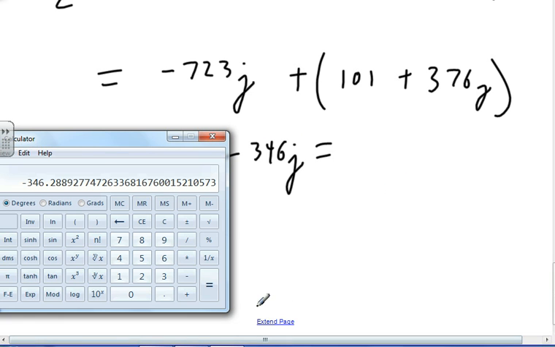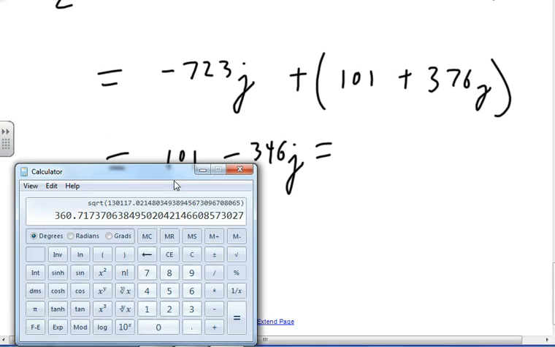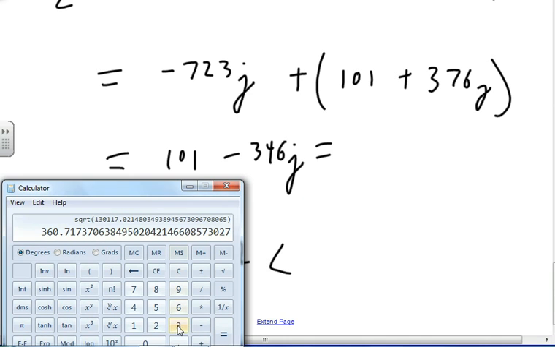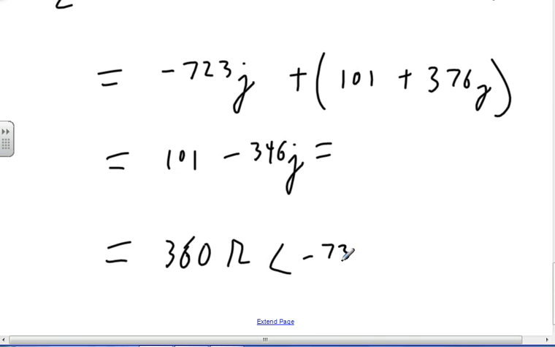Okay, so now we're on the magnitude. We're going to take this guy squared plus 101 squared equals, square root, 360. So it's going to be 360 ohms, angle. Now we want the angle, so we're going to take 346 plus or minus key divided by 101 equals, inverse tangent, minus 73 degrees. All right, so now I've found the impedance.